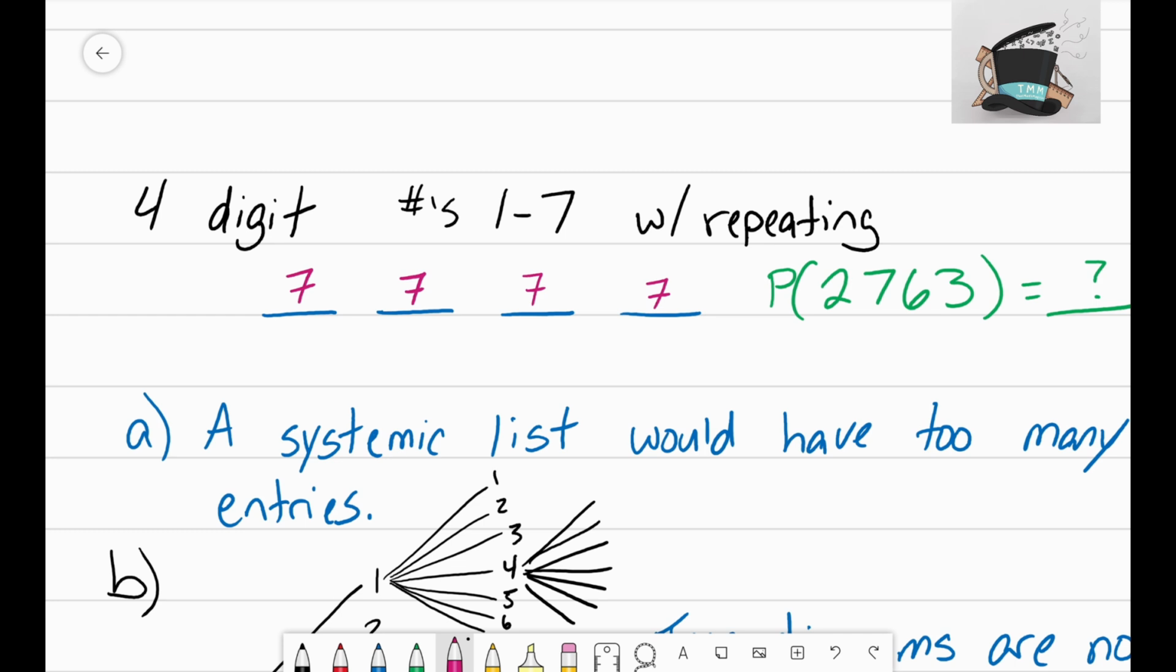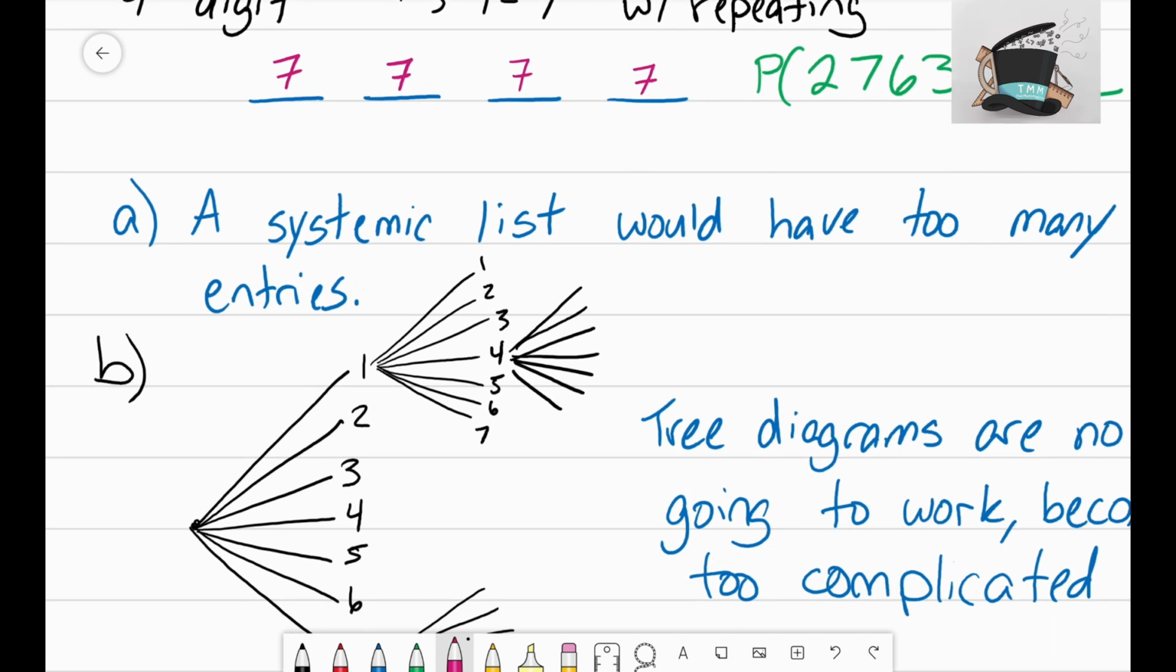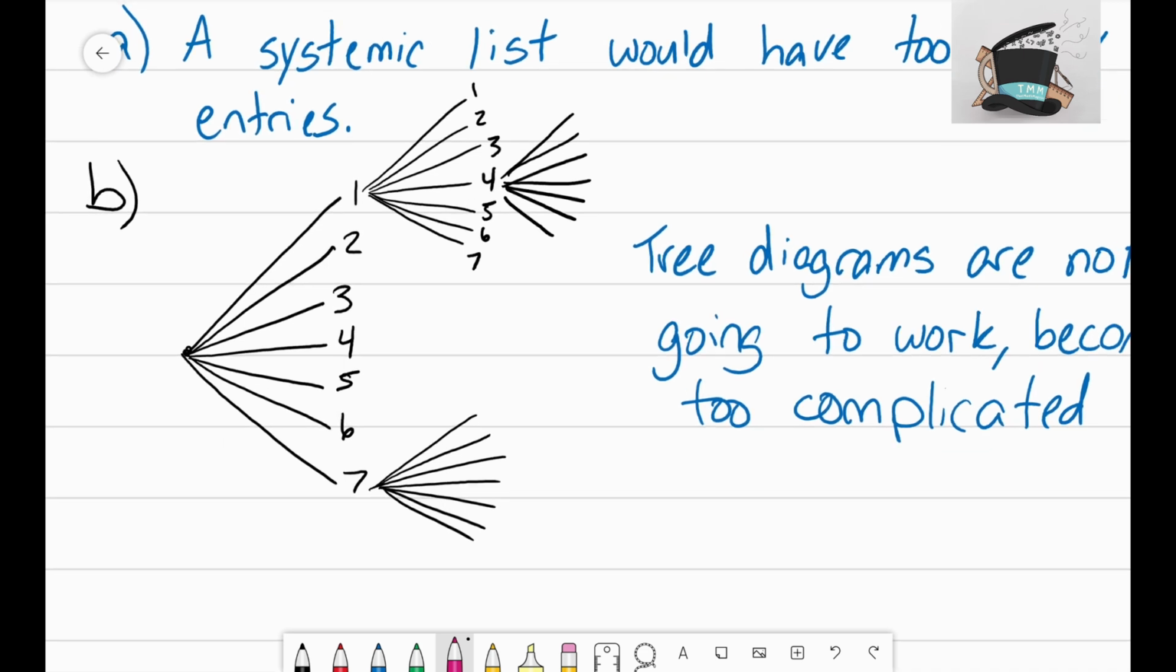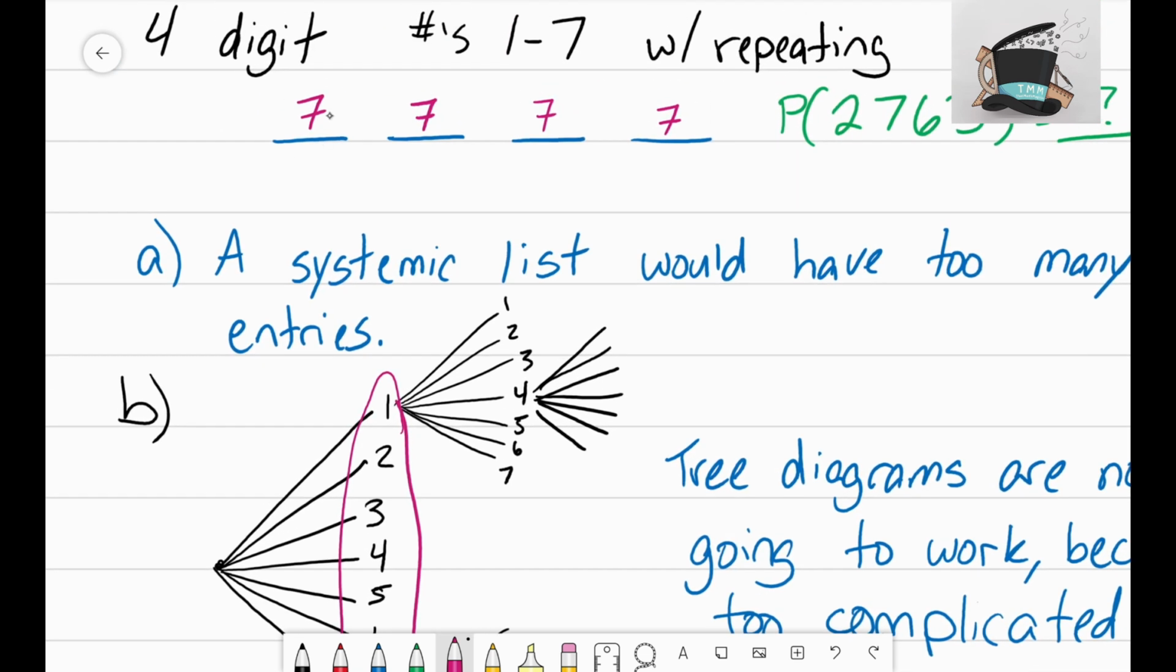Now part D says, let's go back and think about our tree diagram. It asks, how many branch points will this tree have? Really, it's saying how many branches are at each point. So this is our first number, and those are the options for our first number. How many options are there? Well, there are 7, very similar to what we just came up with over here.